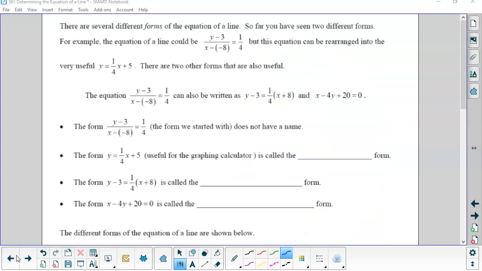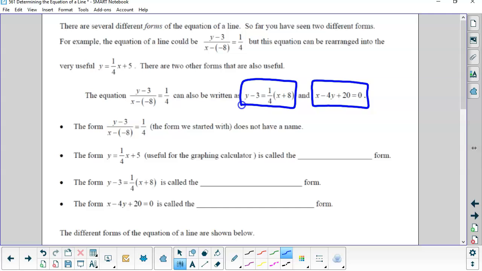Okay, there are several different forms, as I mentioned, of the equation of a line. So far you've seen 2 different forms. So that kind of long form in the slope equation. But we can rearrange it, just like we just did, into what we call the slope y-intercept form. So another way, this one can also be written in this form, okay, and this form.